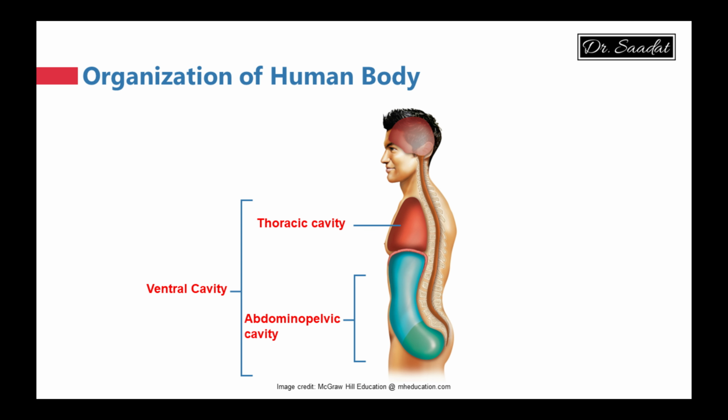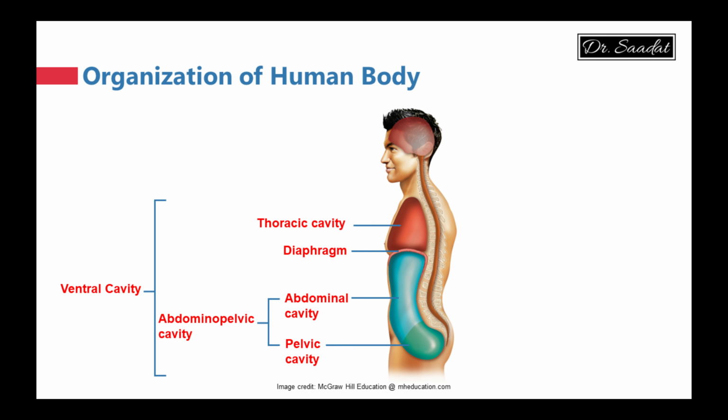Ventral cavity. This cavity is located on the front of the body and is further divided into two subdivisions, thoracic cavity and abdominopelvic cavity. Thoracic cavity. This cavity is formed by the thoracic cage. It is separated from the abdominal cavity by the diaphragm muscle. Thoracic cavity contains the lungs, heart, esophagus, and trachea.